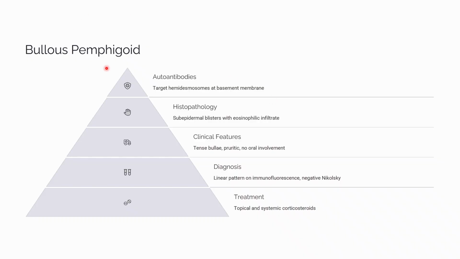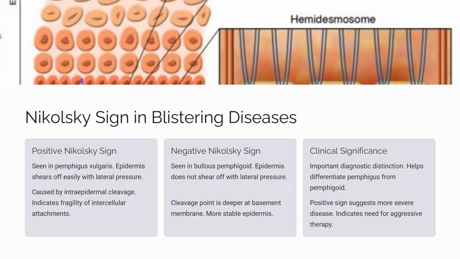A few more details about bullous pemphigoid. It targets the hemidesmosomes at the basement membrane. Since the subepidermal layer is affected, subepidermal blisters with eosinophilic infiltrate are there. There is a tense bulla, and it is pruritic, with no oral involvement. Linear pattern on immunofluorescence. Since this is an autoimmune reaction, topical corticosteroids are the treatment of choice.